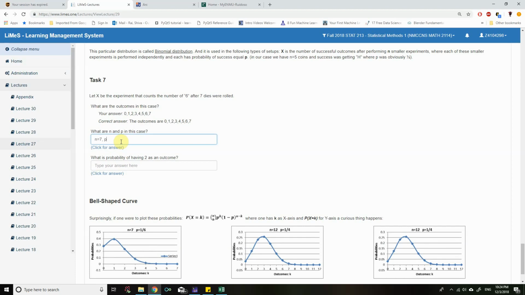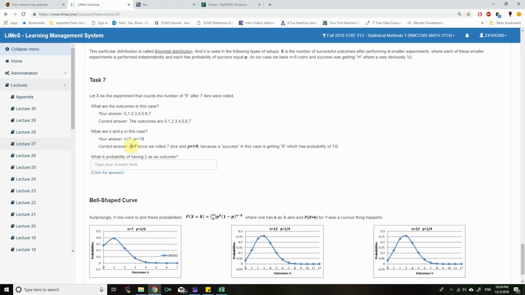p is the probability, 1/6, right? Since there are 6 faces and we want one particular face, that is the face of 6. n equals 7 since we rolled 7 dice, and p equals 1/6 since success in this case is getting 6, which has probability of 1/6. What is the probability of having 2 as an outcome? Probability of having 2 means we want two 6s as our outcome.